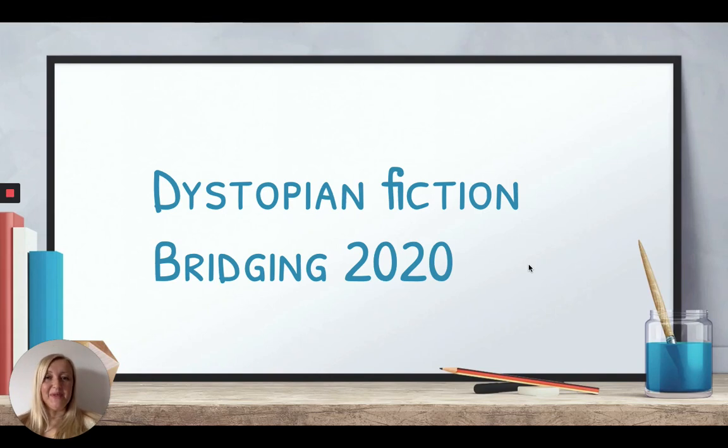Hi, and welcome to your second bridging lesson, your virtual bridging lesson. We've looked at Twelfth Night together, and now we're going to look at how we might study some dystopian fiction in A-level literature at QE.